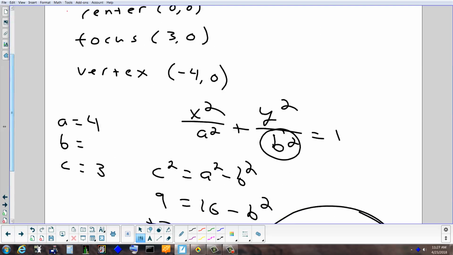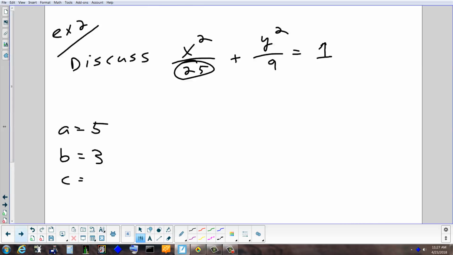But C is important if you want to describe the focus. What does C tell you? C is the distance from the center to the focus. So if you want to describe the focus, which I am asking for, you have to know C.